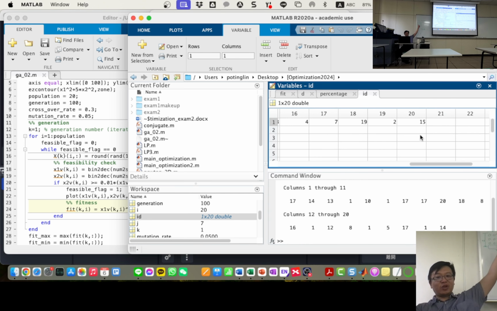The 15th is the worst. There is no 15 being right here because the percentage of the last one being selected is 0. About number 2, the percentage of number 2 being selected is so low. Okay, 19, there's no 19.